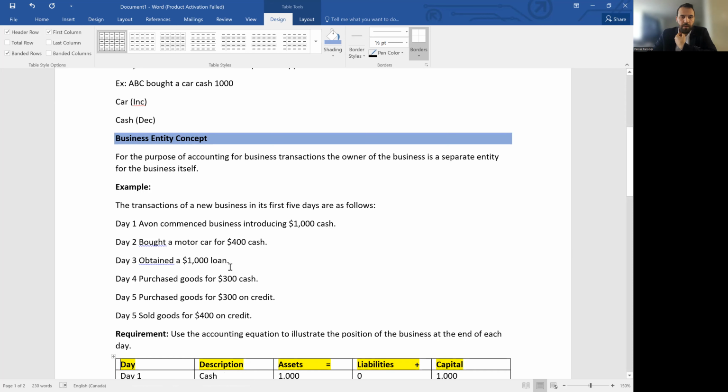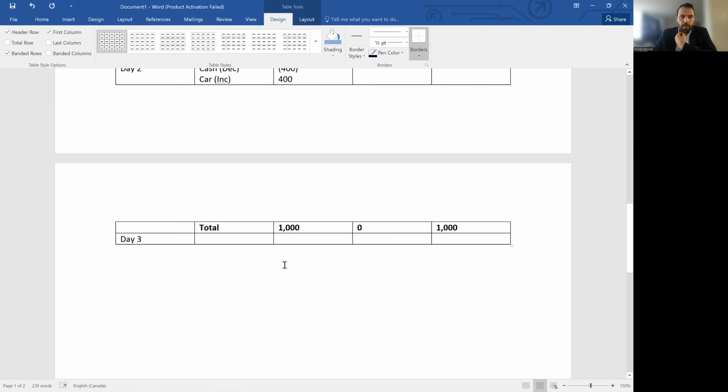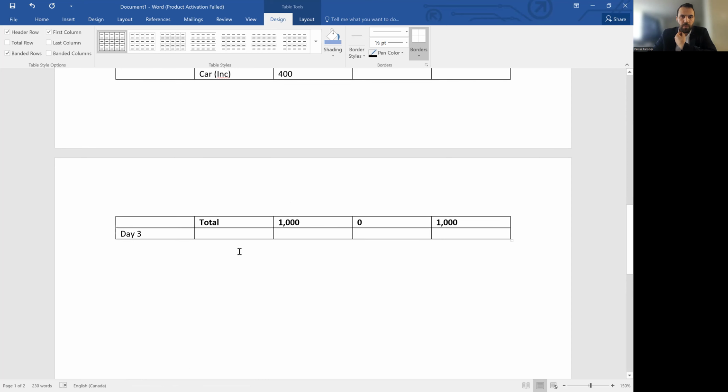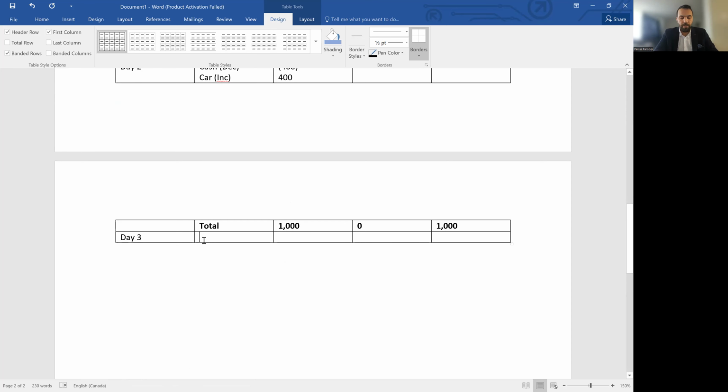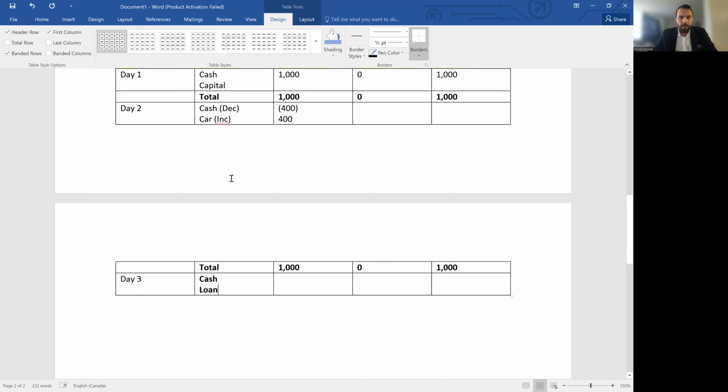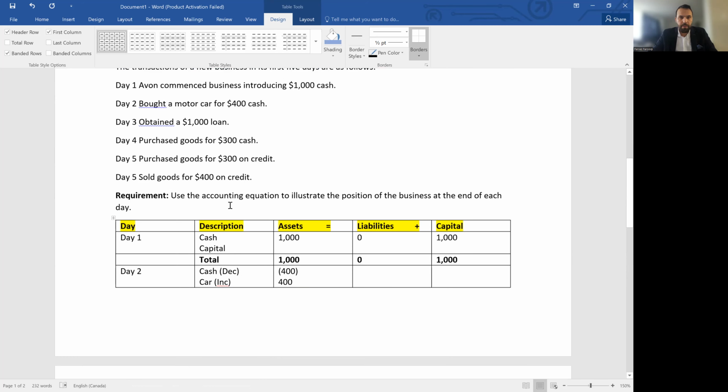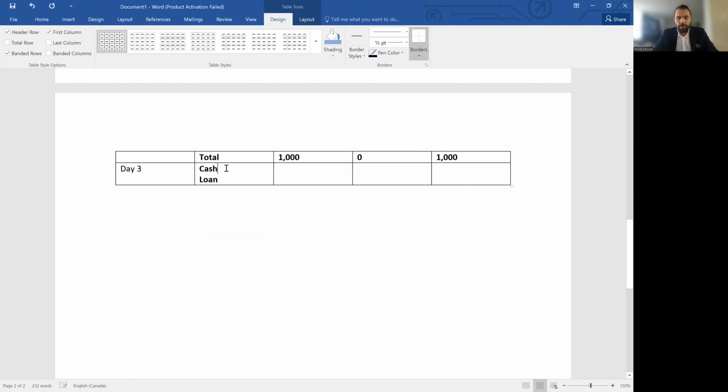Obtain a 1,000 loan. The business obtained a 1,000 loan. So we have two elements again here. One is cash and the other is loan. Cash is an asset and this increases. Loan is a liability and this also increases.